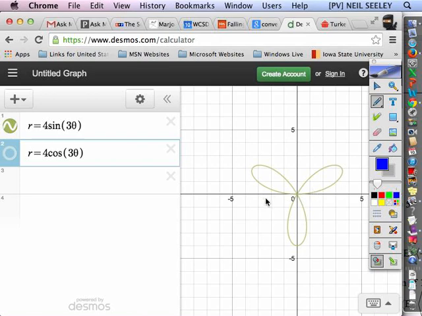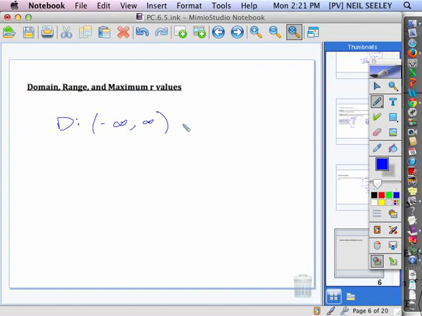Except it's different. Domain is the possible input values, and our inputs are not x. So you have to differentiate between, this is polar graphing, this is for input theta, and we can put in any theta we want.